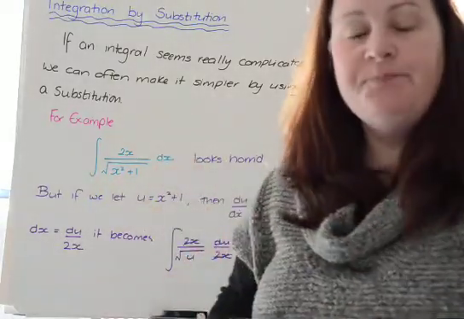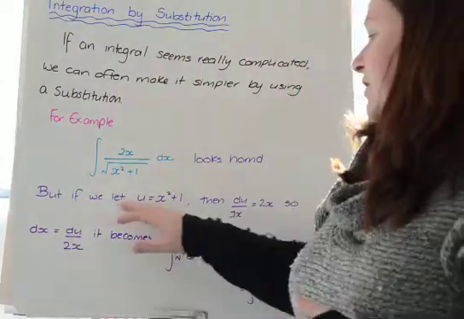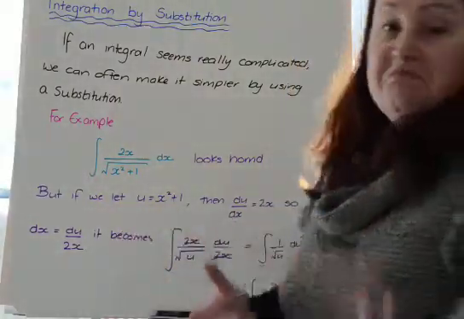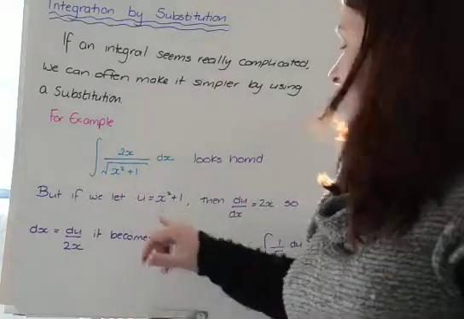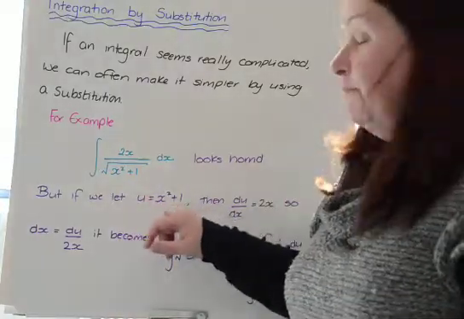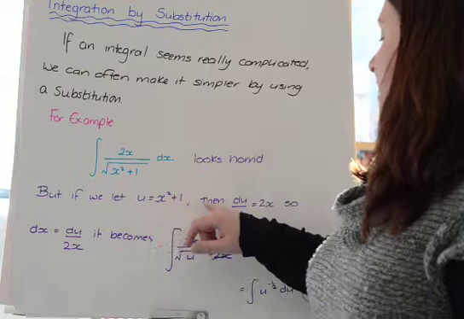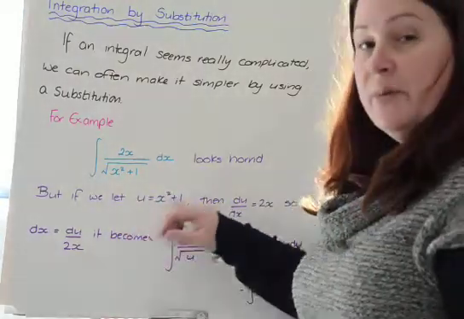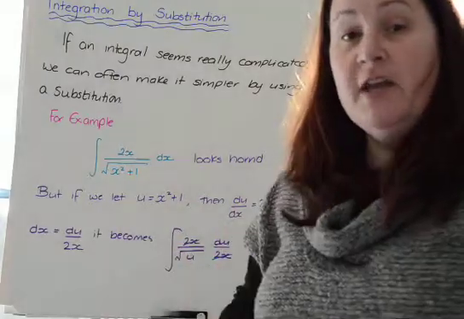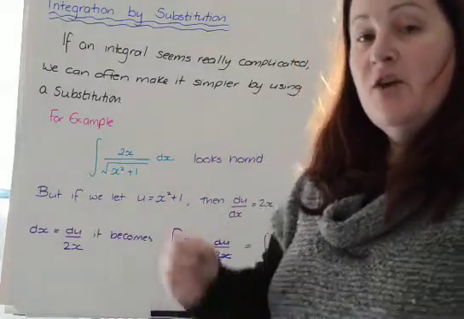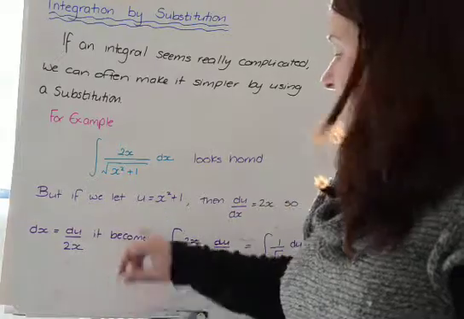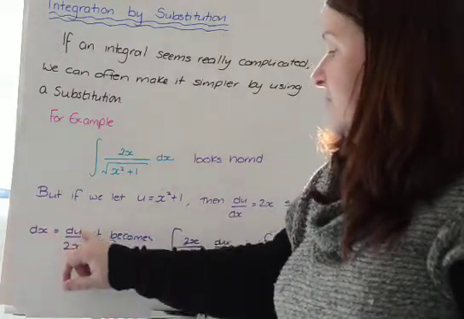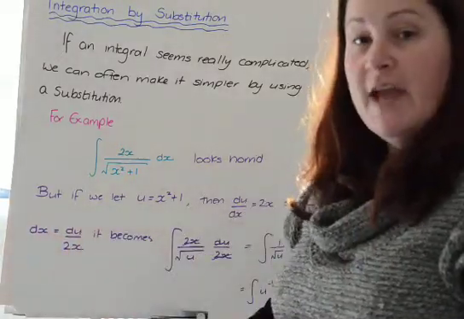Looks pretty horrid. But what I'm going to do is let u, or any other letter for that matter, equal x squared plus 1. Typically we do use u. Then when I differentiate this, u equals x squared plus 1, I get du by dx equals 2x. So with some simple rearranging, I can see that dx is going to equal du divided by 2x.